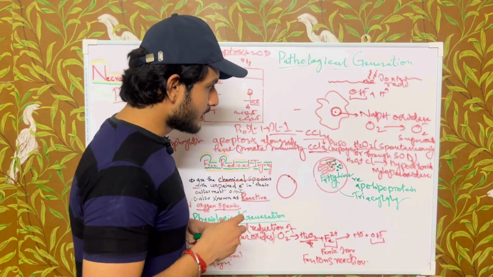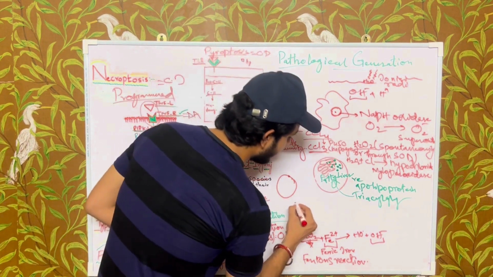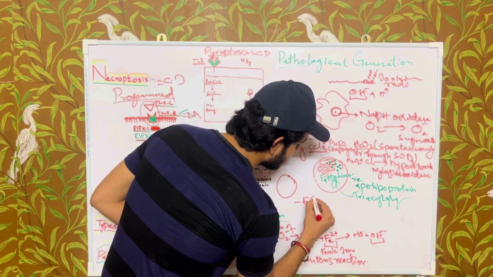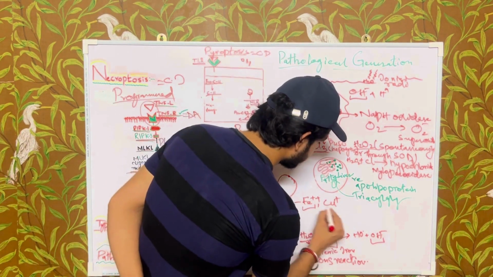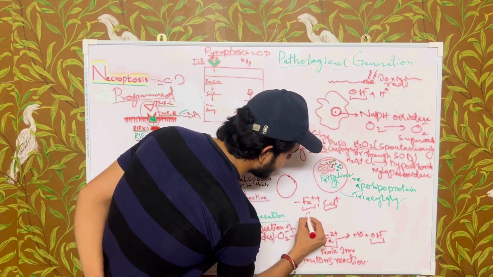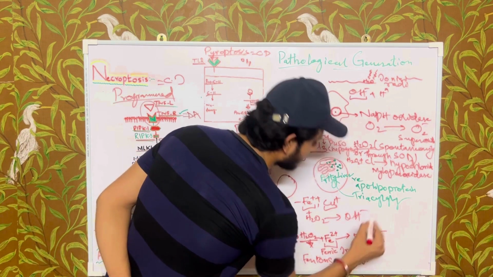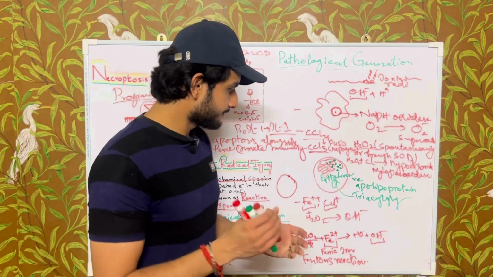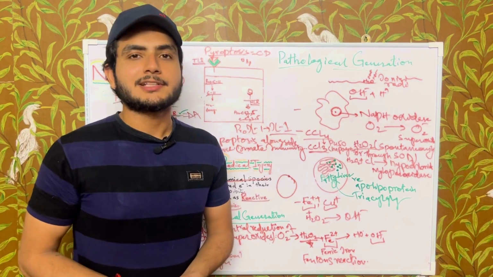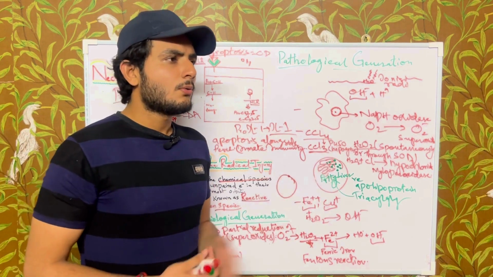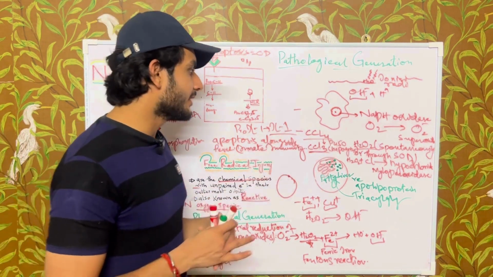These free radicals are also generated when metal ions such as ferric ion or copper ion come in contact with H2O2. When this ferric ion comes in contact with H2O2, there will be the generation of hydroxyl ion. So these were a few examples through which free radicals are generated pathologically. So what are the side effects? What are the damaging effects of these free radicals?